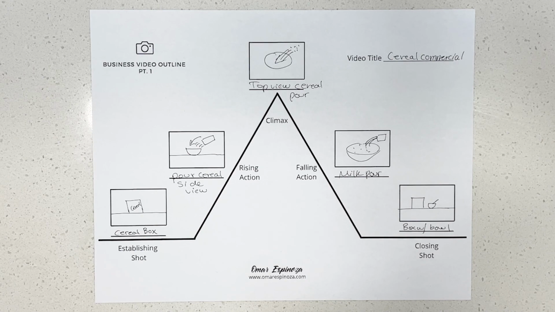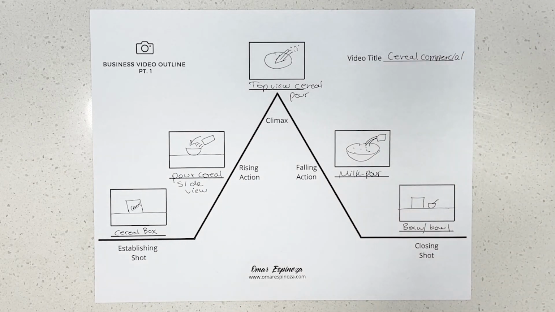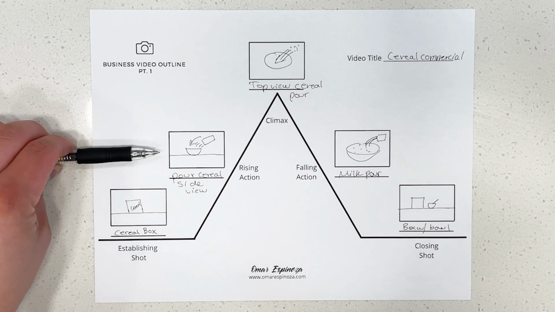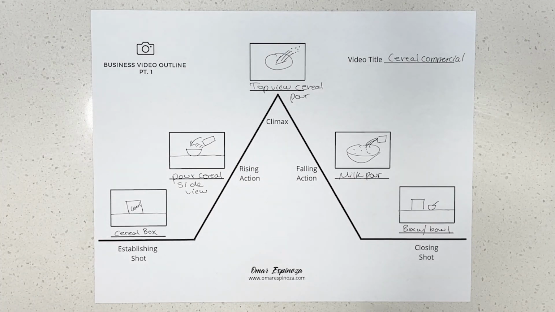All right, as you saw in the time lapse, I went ahead and I actually drew what the shot would look like inside of the boxes. This is called storyboarding, and I just added that component to the outline. So here, as I mentioned, we have the cereal box, then we have pouring the cereal from the side view, top view of the cereal pour, milk pouring, and then box with bowl.